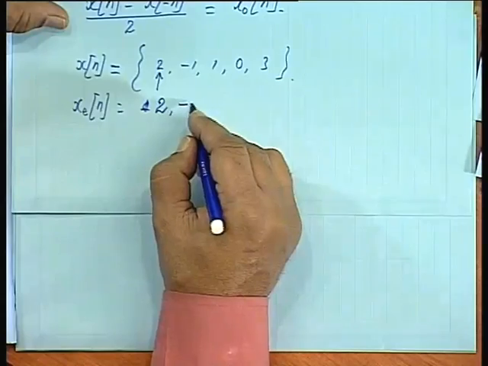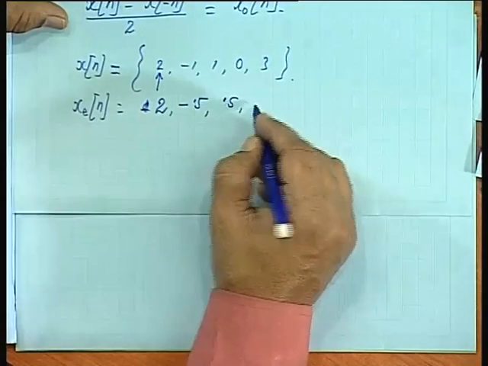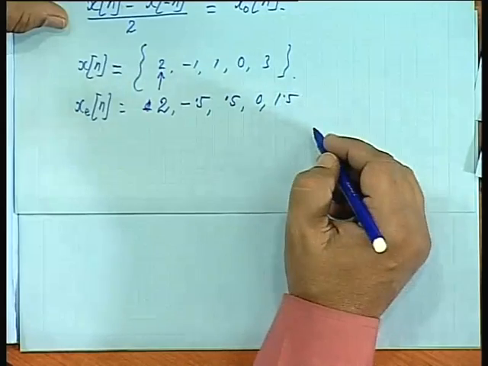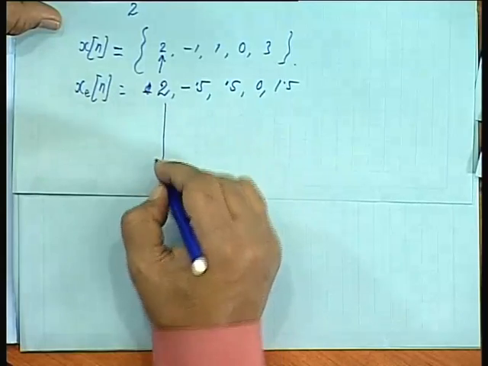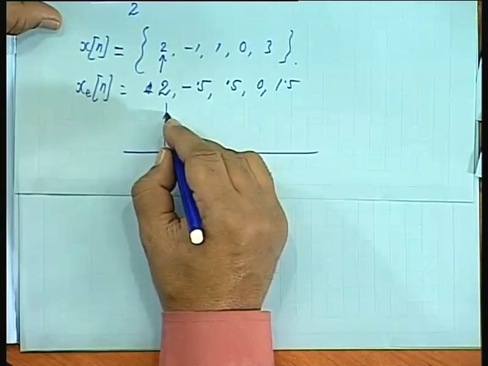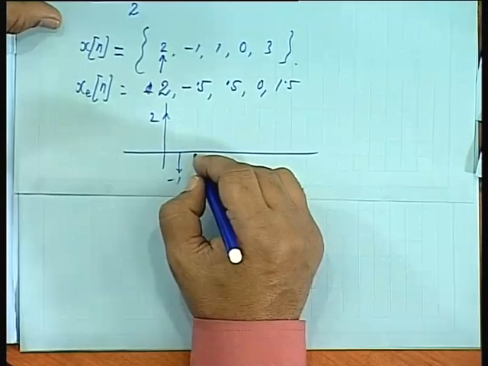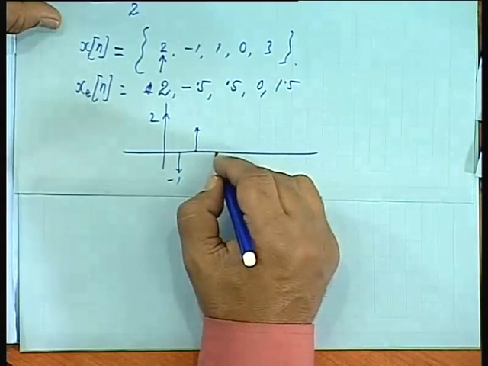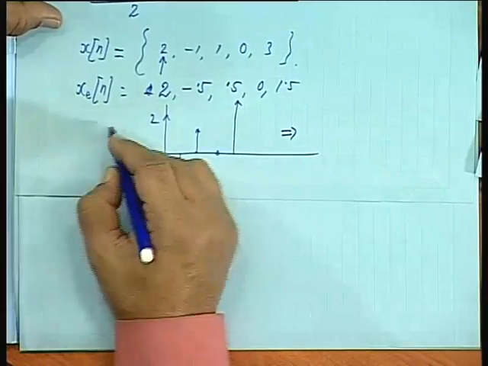Should it be half? Any disagreement? First one, so it will be 2. Then minus half, then half, then 0, then 1.5. Is that okay? So, I have a sequence graphically. If we show, if this is 2 minus 1 1 0 and 3, its corresponding even part, this is x n.